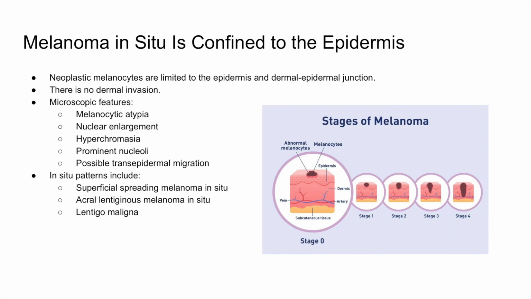Microscopically, the melanocytes show atypia, nuclear enlargement, hyperchromasia, and prominent nucleoli. They may also migrate upward through the epidermis, producing pagetoid or transepidermal spread. In situ patterns include superficial spreading melanoma in situ, acral lentiginous melanoma in situ, and lentigo maligna. The defining distinction is not the surface appearance or subtypes, it's the absence of invasion through the basement membrane into the dermis, okay? So once it's in the dermis, that's bad, okay?